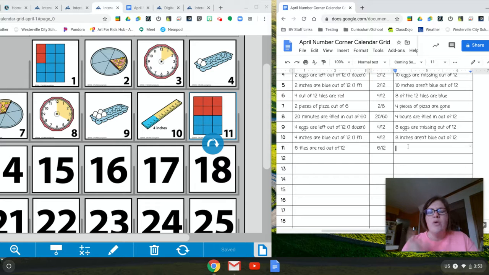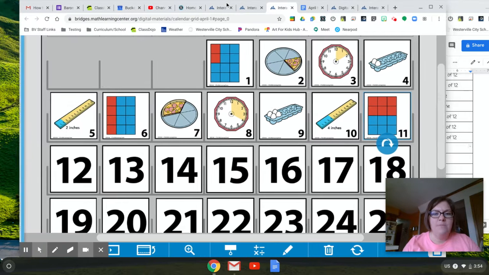And you know what I noticed? Maybe you noticed it too. Half of the tiles are red. So you might have noticed that out of 12, 6 would be half of it. So half of that total rectangle is red now. Okay, we're going to do one more day. We're going to go ahead and do day 12 as well.